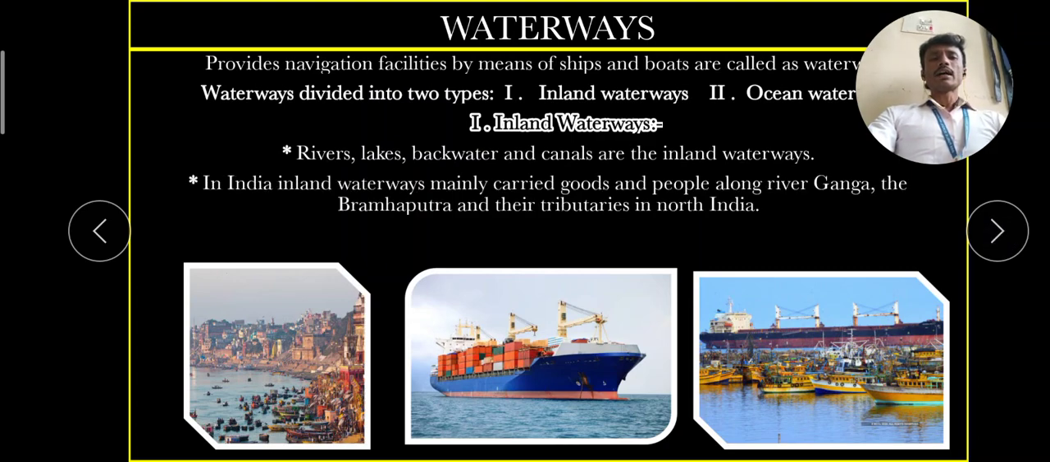So in India, the inland waterways mainly carried goods and people along the river Ganga. This is possible, as we can see in North India, the Ganga river is there, the Brahmaputra and their tributaries in North India. Tributaries: a branch that flows into the main stream. So here in India, inland waterways mainly carried goods and people along the river Ganga, the Brahmaputra and their tributaries in North India.